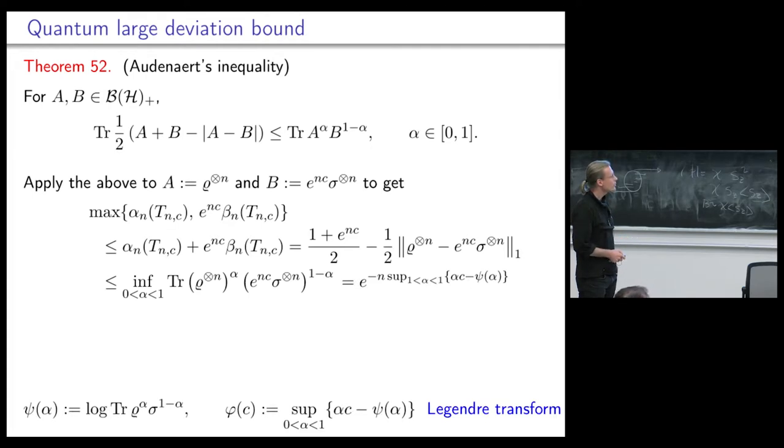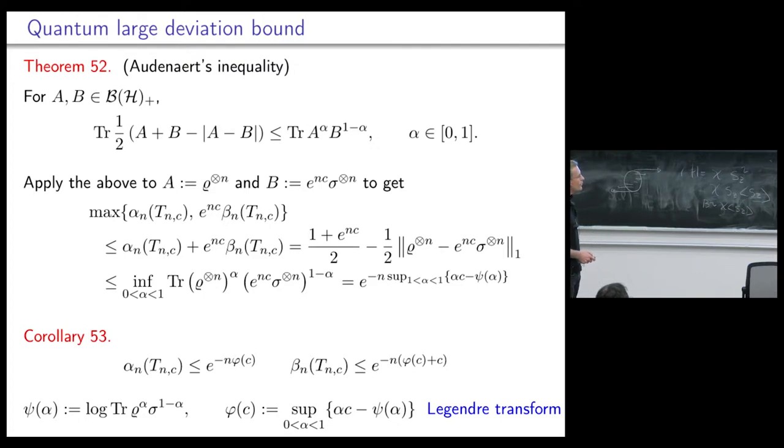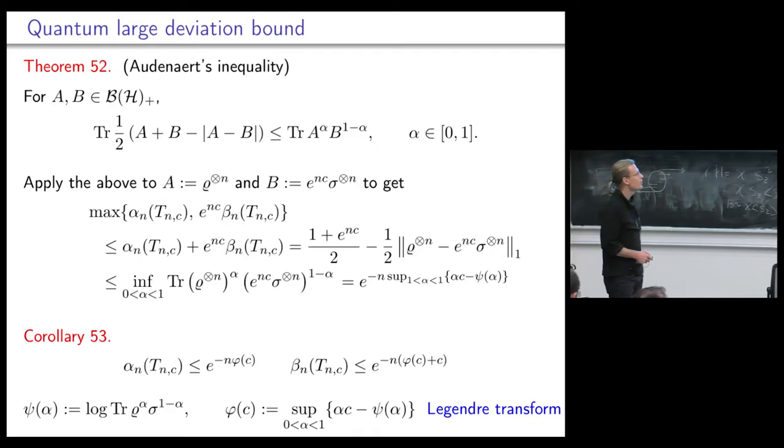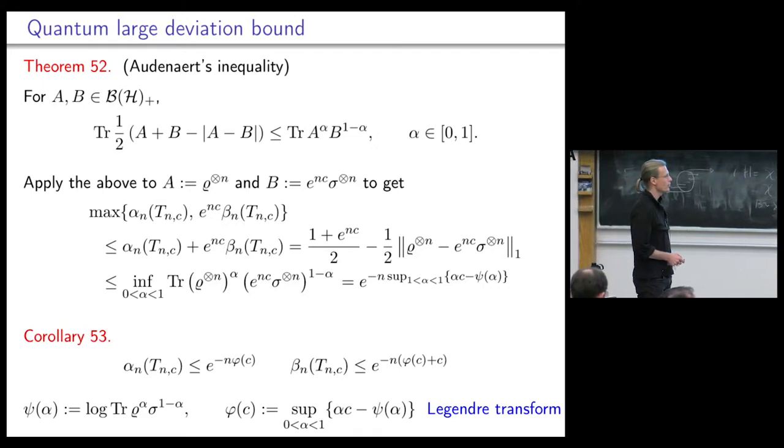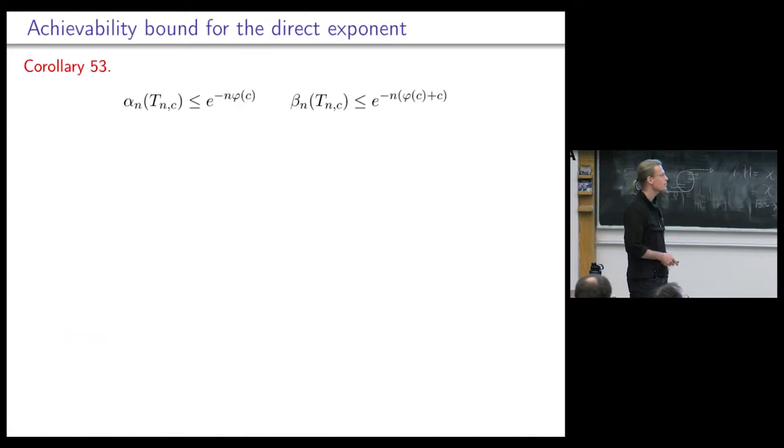And now we can use that here we are taking tensor powers. The trace is multiplicative under tensor powers. And we can exponentiate everything. And what we will get is just an exponential expression, minus n times something, where this something is defined by this formula. So I just put this thing here into the exponent. And using that, this bound is an upper bound for this and also for this. Then we see that the type 1 error probability for the Neyman-Pearson test is upper bounded by this exact formula, where this phi c is just this expression, which is nothing else but the Legendre transform of this function. And to get a bound on the type 2 error probability, we have to divide by e to the power n times c, and therefore we get this expression here. Okay. So this very simple inequality immediately gives us exponential bounds on these two error probabilities.